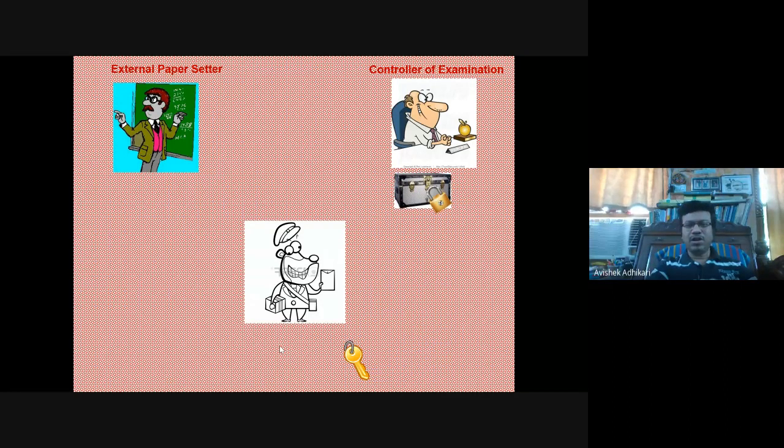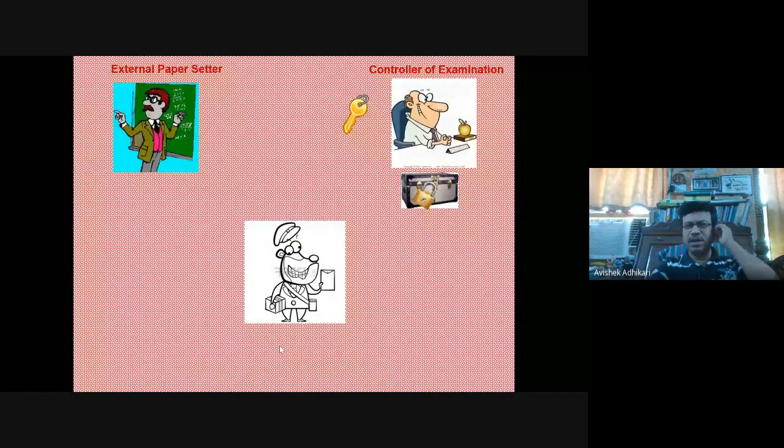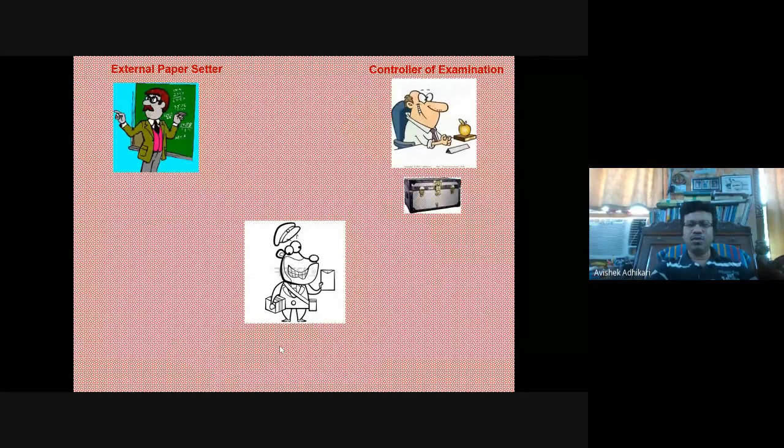Now the controller of examination will think that it has come from the external paper setter. So he will be very glad to put his lock and key on that box and send it back to the postman. Now the postman has his lock and key, so he can open this and send it back to the controller of examination. Now the controller of examination will understand that it has come from the external paper setter. So he opens up his own lock and key and gets the modified question paper. So he will be very happy with the modified question paper.